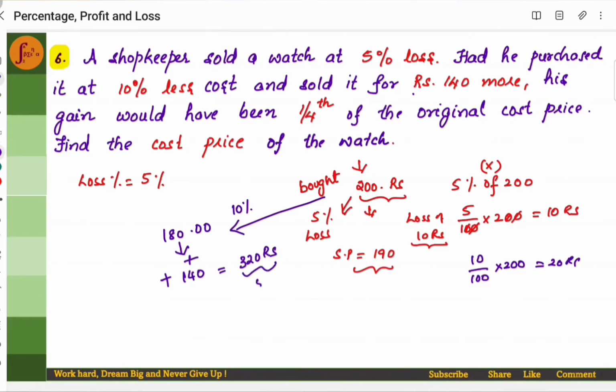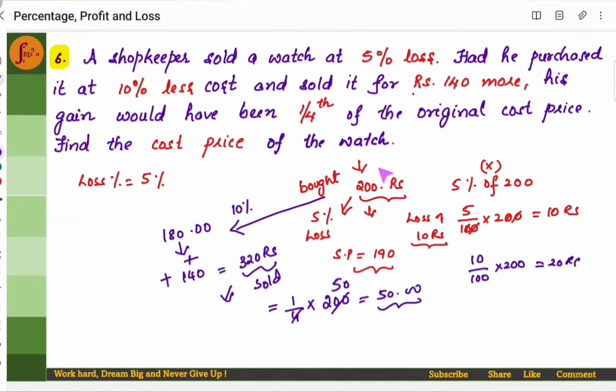Had he sold it for 320 rupees, how much profit would he have got? It would have been 1/4 of the original cost, that is the initial cost that he bought, 200 rupees. It would have been 1/4 of 200 had he sold it at 320. Now, I just took an example of 200 rupees just to explain this entire scenario, right?